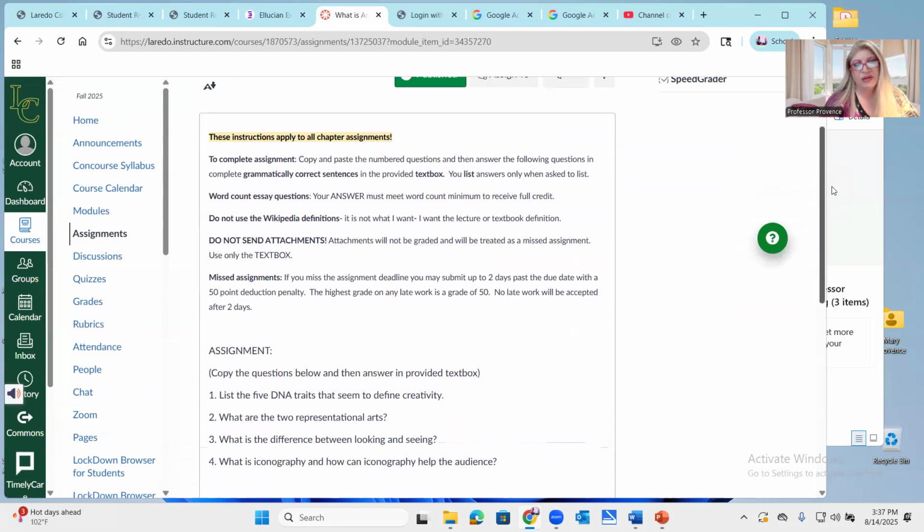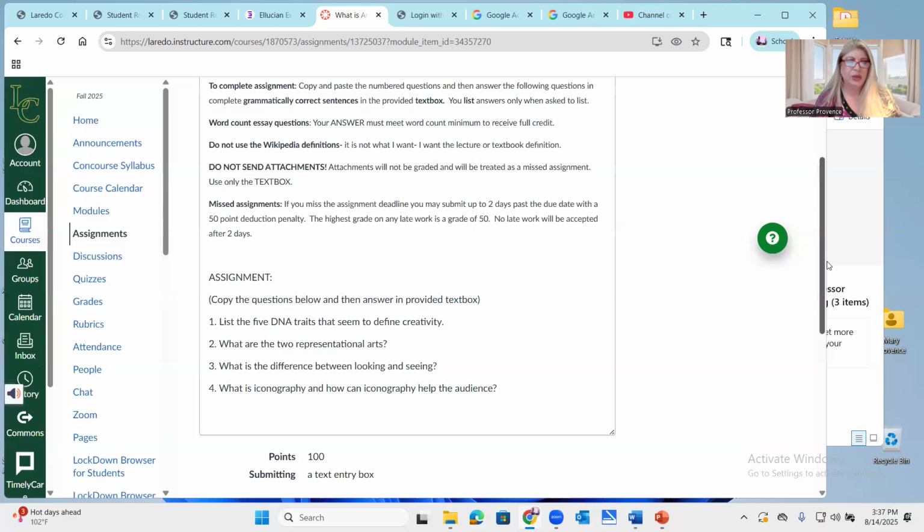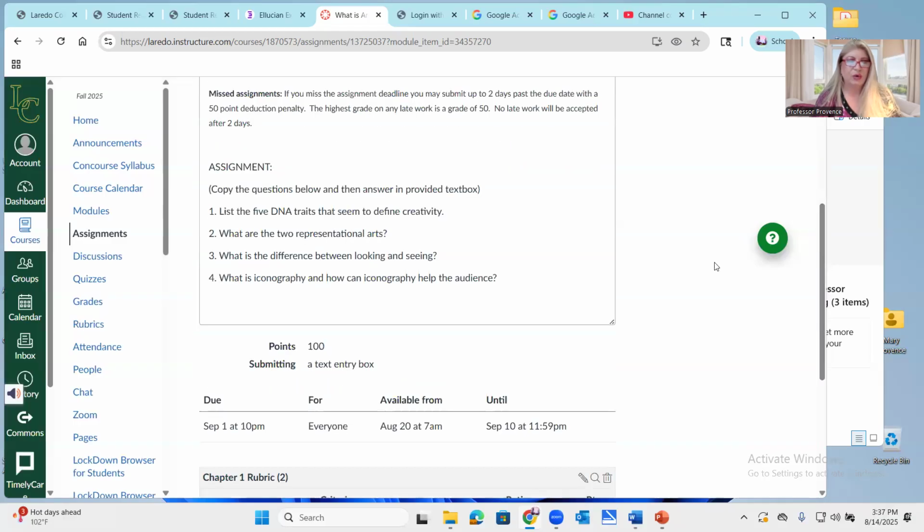So every assignment that you do, you're going to copy your questions and go paste them down into your text box. So I'm going to do a separate video for that, but again, I just want to remind you that that's going to be required. So it's going to be redundant because you're going to hear it again whenever you see that video. It says how to submit an assignment.